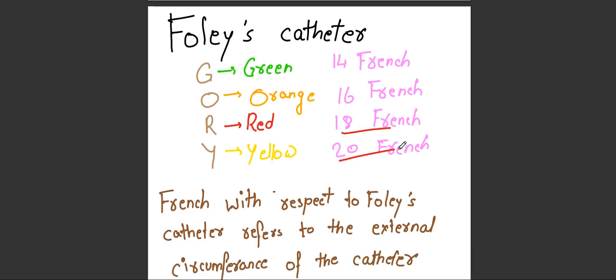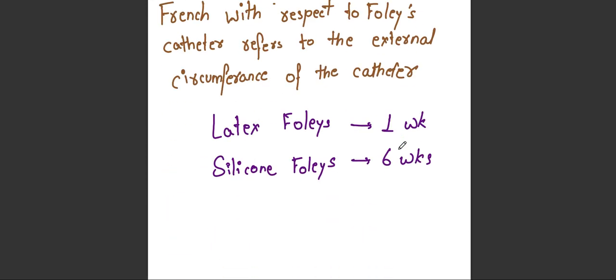Then what does the French represent? French is representing the external circumference of the catheter. It is very important. It is asked in multiple examinations that French of the Foley's catheter represents the external circumference of the catheter. And latex Foley's can be used up to 1 week, and silicone Foley's is used up to 6 weeks.